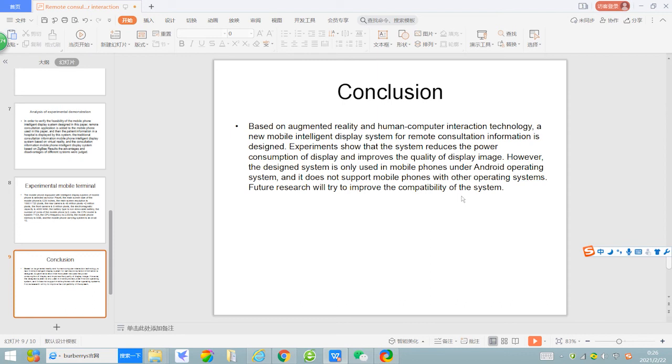However, the designed system is only used in mobile phones and Android operating system. And it does not support mobile phones with other operating systems. Future research will try to improve the compatibility of the system.